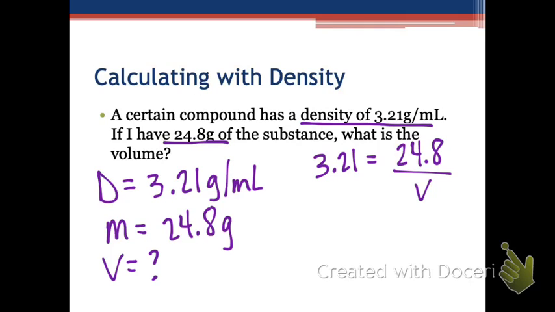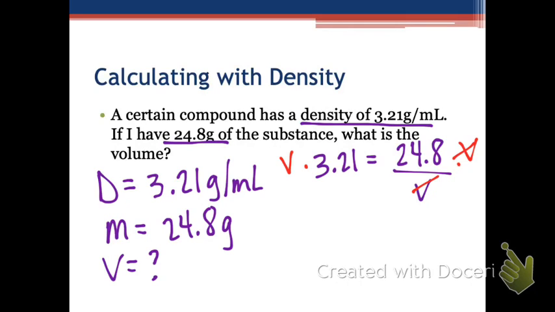Okay? And then I'll show you a little shortcut. But I want you to understand the algebra first. If I have V that I need to solve for in the denominator, what's the first thing I need to do? Multiply both sides by V. Right? So now I'm left with V times 3.21 equals 24.8. Agree?